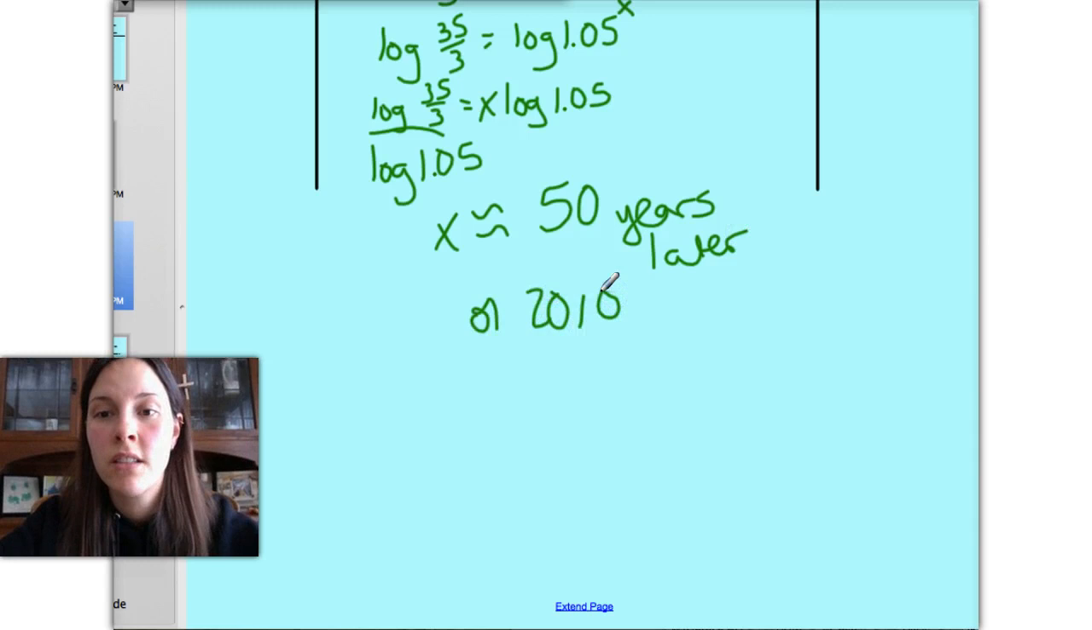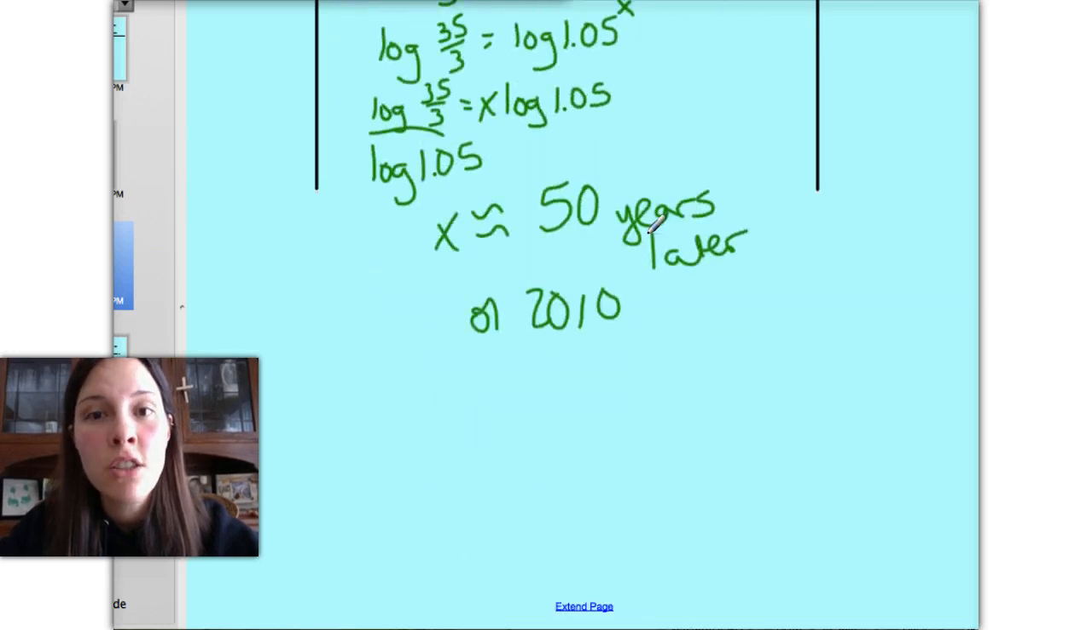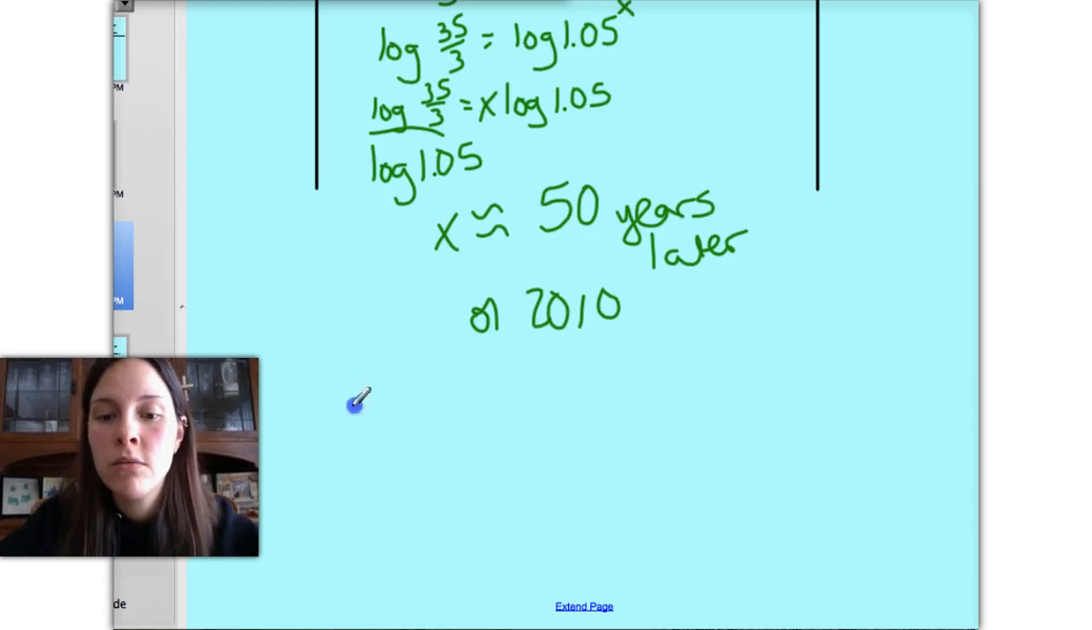Now the question is, does our answer seem reasonable? And then you want to explain why or why not. So you can use some of your knowledge of what happened in our economy in about 2007, 2008, when the housing market really crashed. So the likelihood that this house continued to grow in value over that time is slim to none. So I'm going to say no, due to the recession.